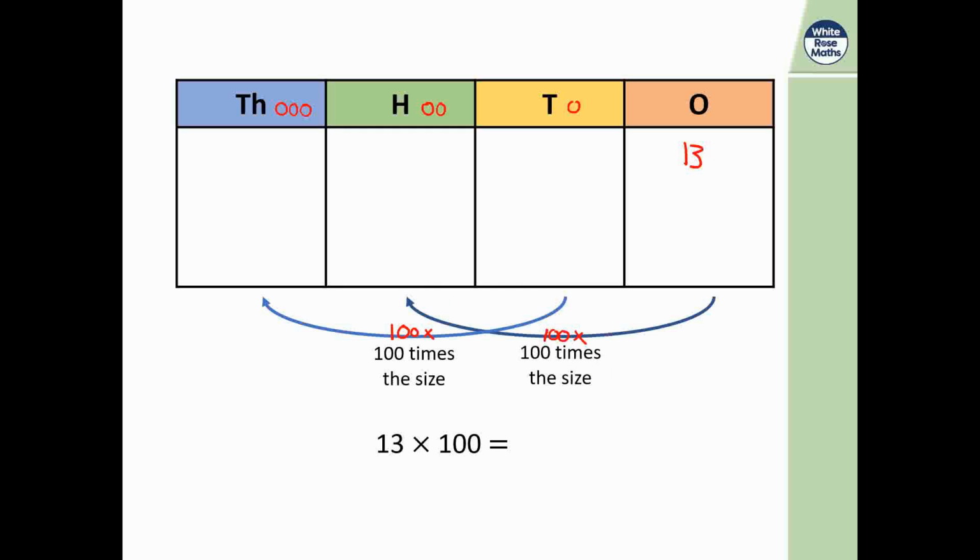I've muted you, so you have to. So I have 13 ones. And if I multiply it by 100, how many hundreds do I get? Right. Or you could say 1,300. Okay. So this is one way of doing it.